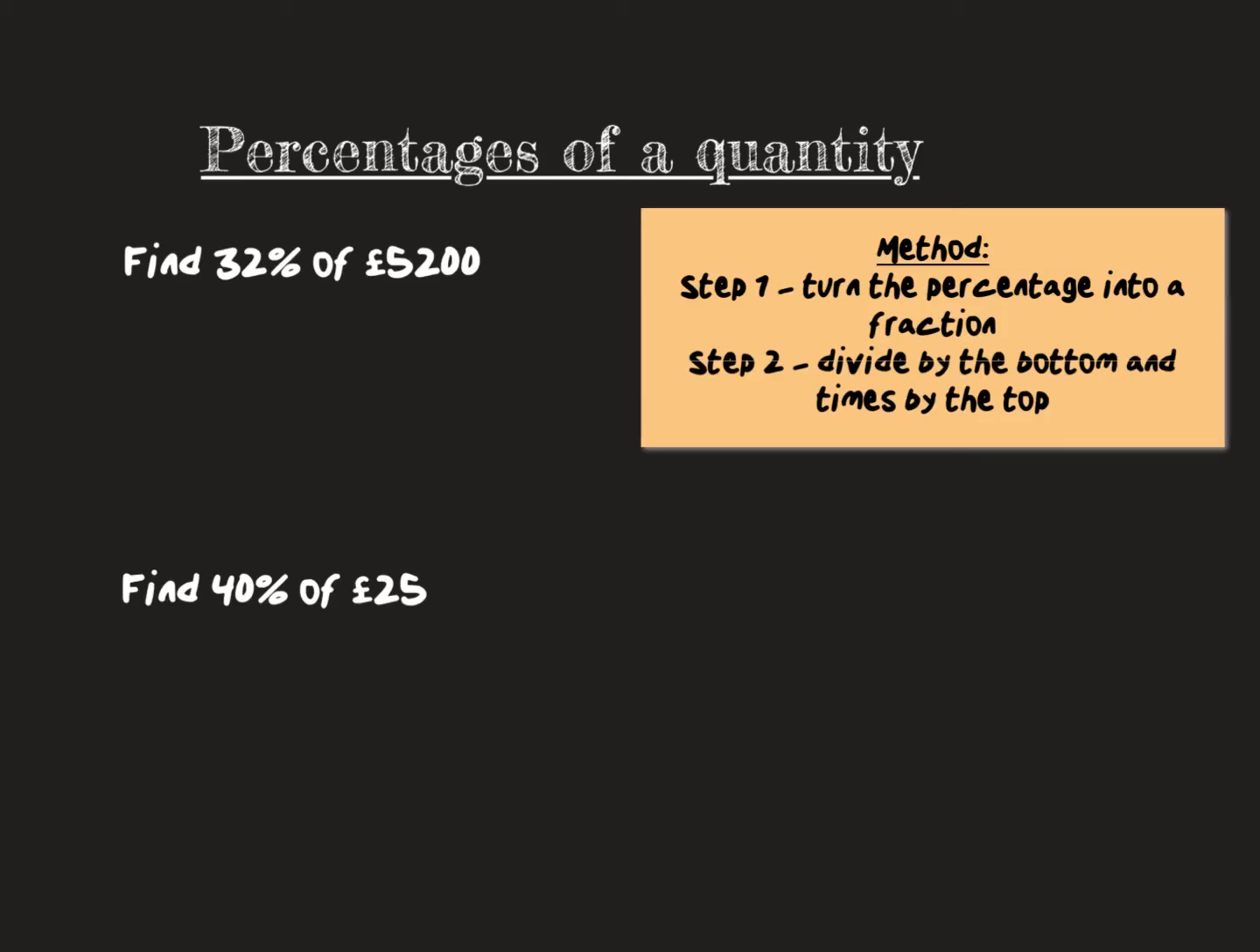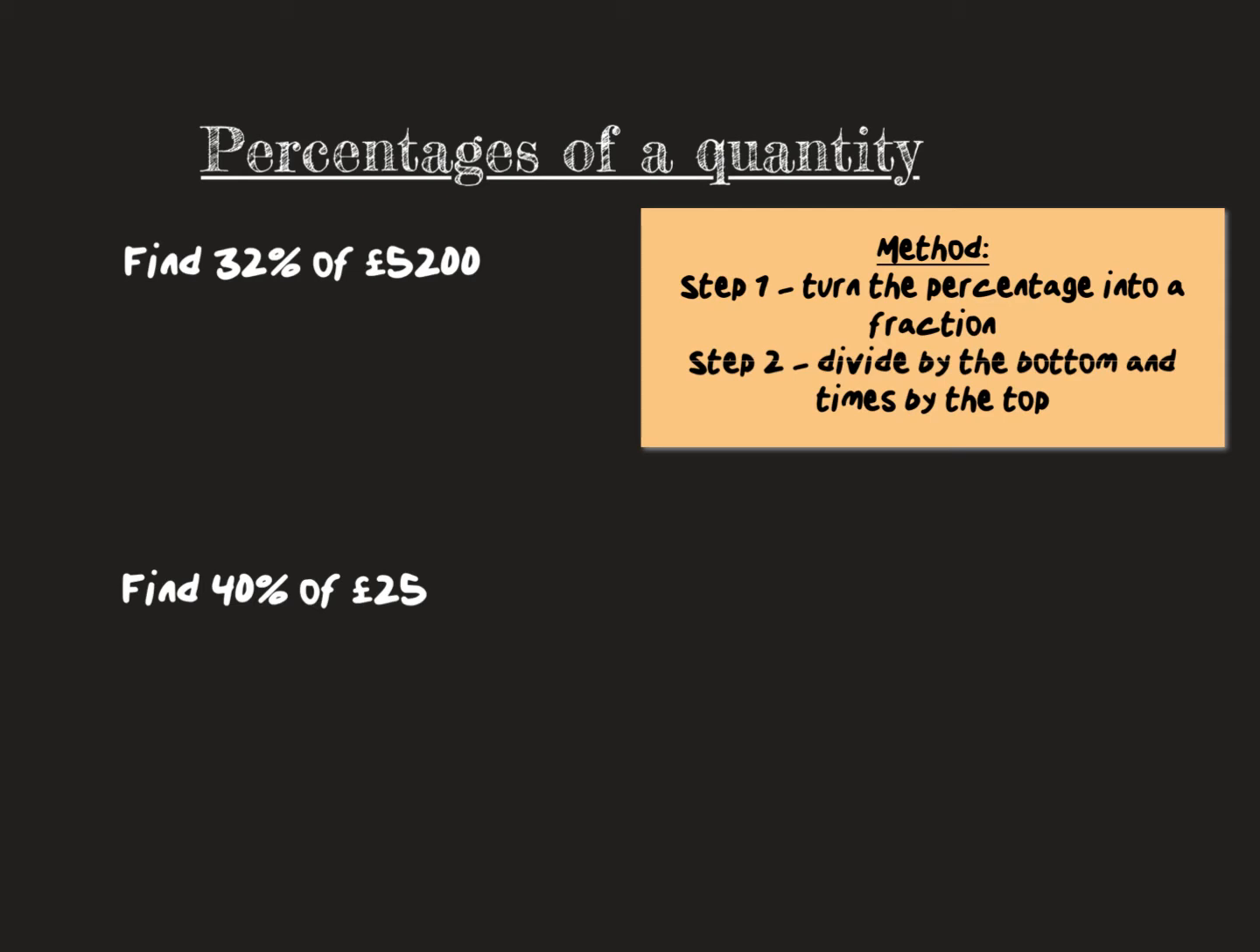Okay, we're going to take a look at finding a percentage of a quantity. There are 2 steps in this method I'm going to use. The first thing, step 1, is to take your percentage and turn it into a fraction. If we're looking at our first question here, we have 32%. So we're going to change that into a fraction and keep this simple.